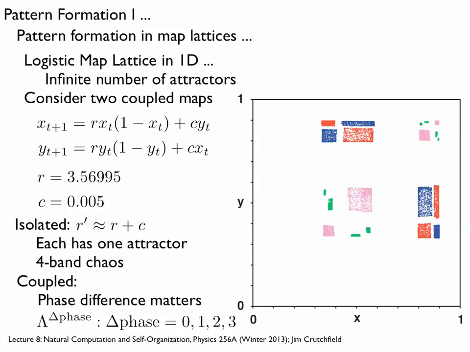Let me set the r value here to actually right at the onset of chaos. As if C was 0, the individual maps would be right at the end of period doubling, just before chaos. So that's 3.56995, and so on. But I'll add a little bit of coupling, 0.005, just a bit. That's pretty small.